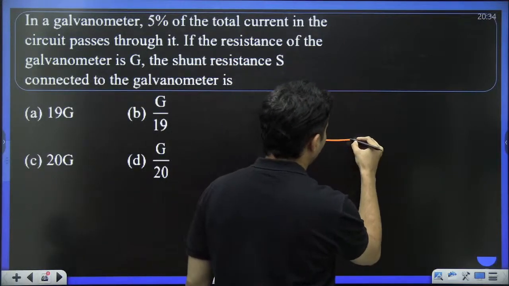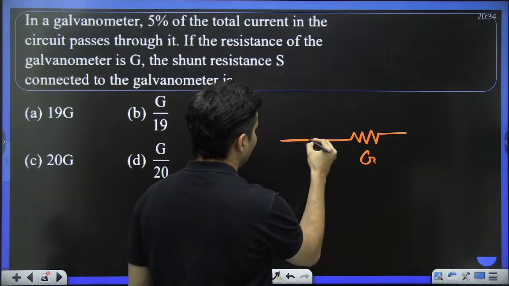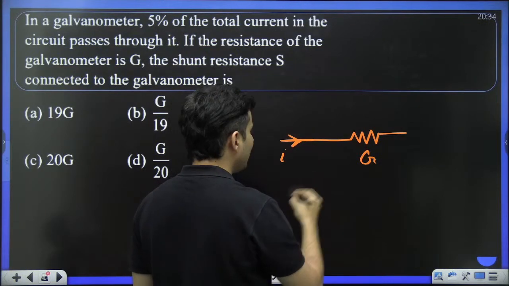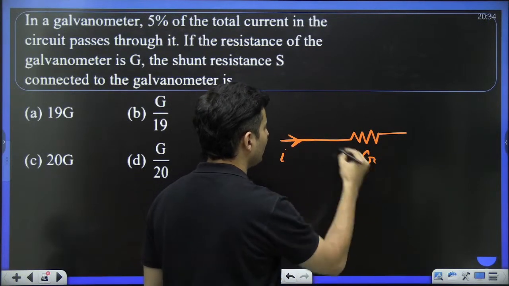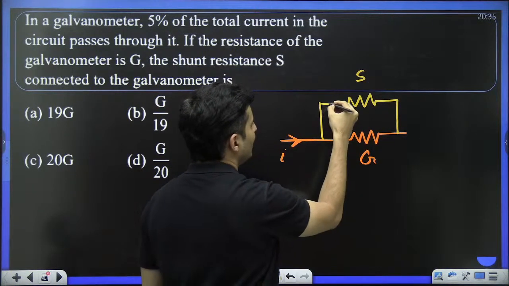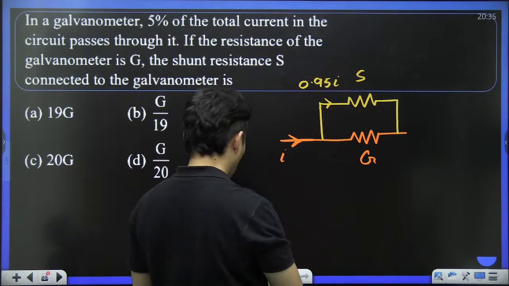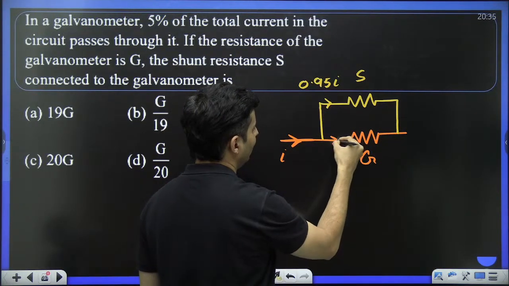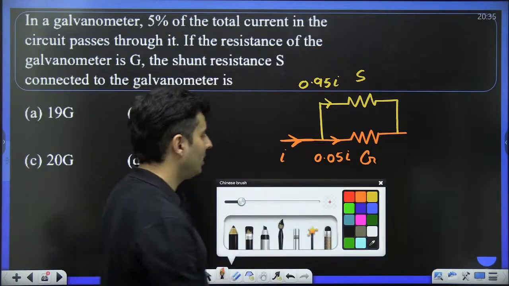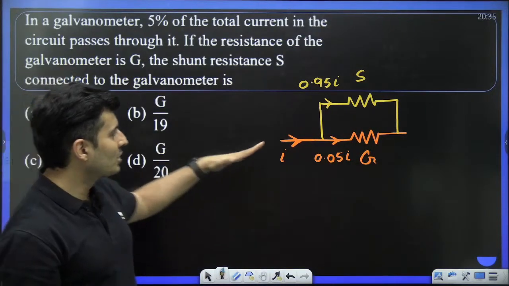You take the galvanometer of resistance G, there is some original current which is coming off, I, only 5% goes inside, the remaining goes in the shunt. So how much will go in the shunt? 0.95 I. And how much actually goes in the galvanometer? Only 0.05 I.